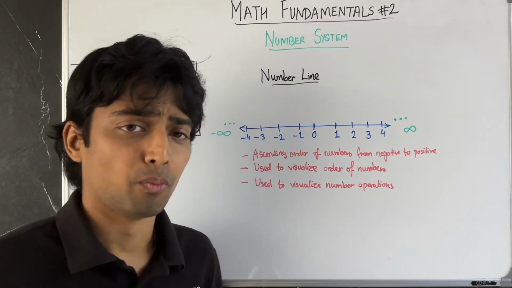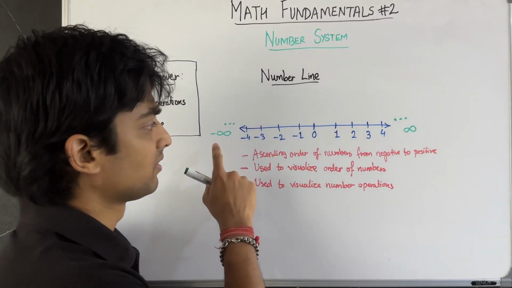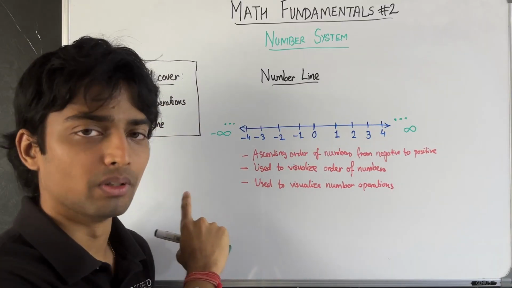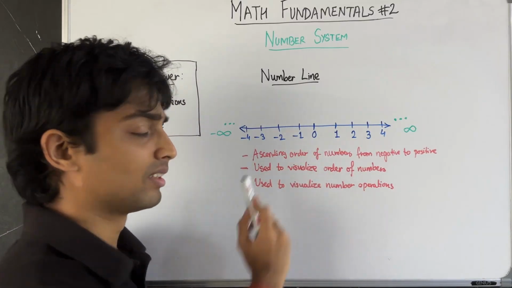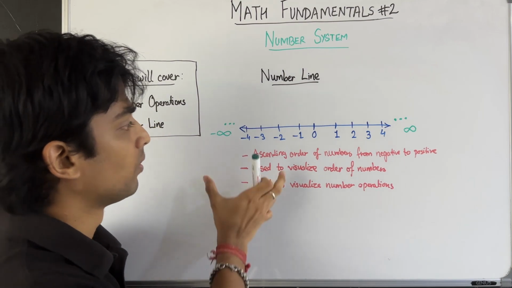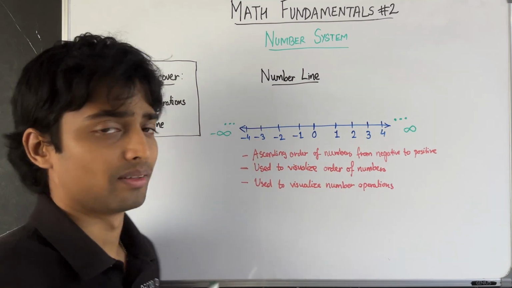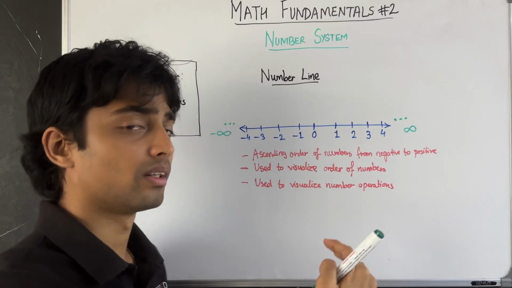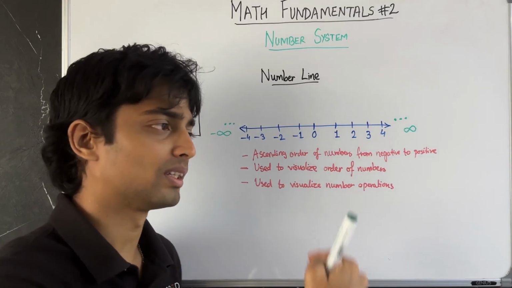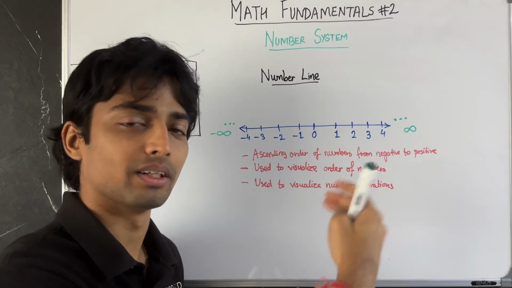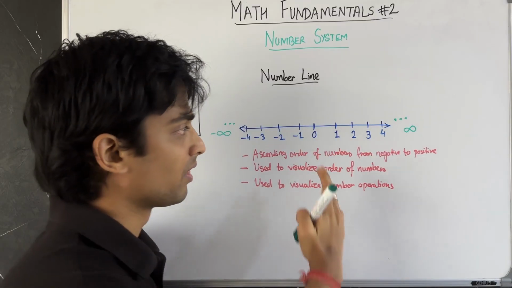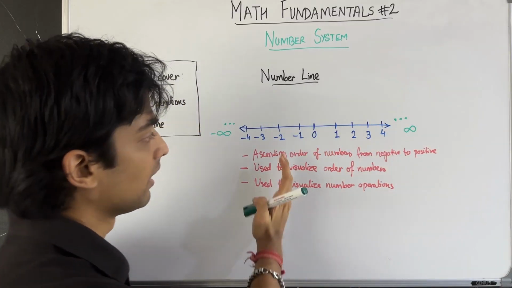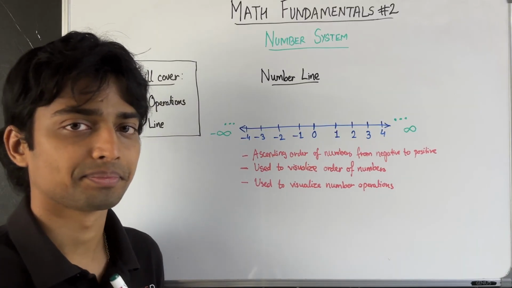Now number line. What is a number line? Number line is a series of numbers in ascending order from negative numbers to positive numbers and 0 at the center. Now we know that numbers are infinite. There is no end to numbers. If you take 1000 as the highest number, there will be 1001. You can keep on adding 1 to get the new number. So the numbers are endless. There is no end, even on the positive side and also on the negative side.